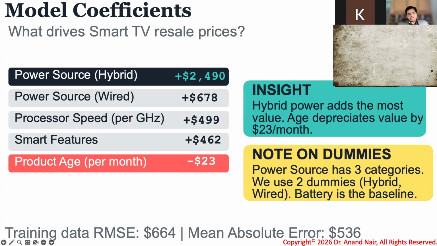Now, the model coefficients, once you run this, will tell us what drives the smart TV resale prices, which ones have higher impact on the smart TV resale prices compared to other factors. So power source happens to be a categorical variable. It has three categories: battery, hybrid, and wired. So battery becomes the reference category, and the other two are the categories that we are predicting the price on as compared to the battery.